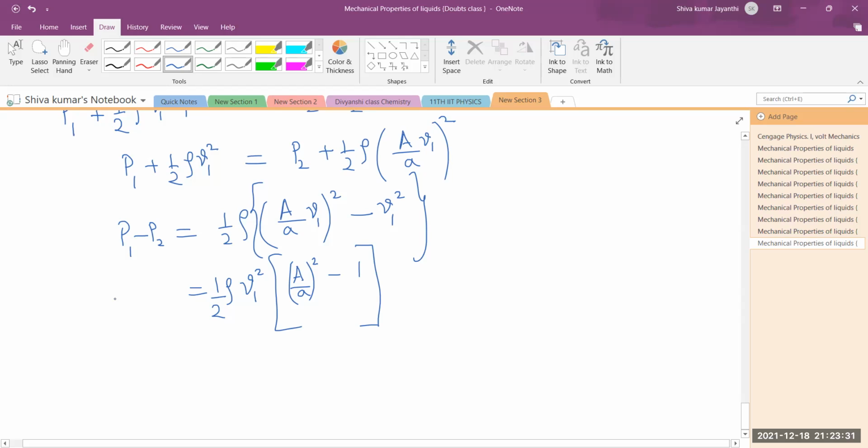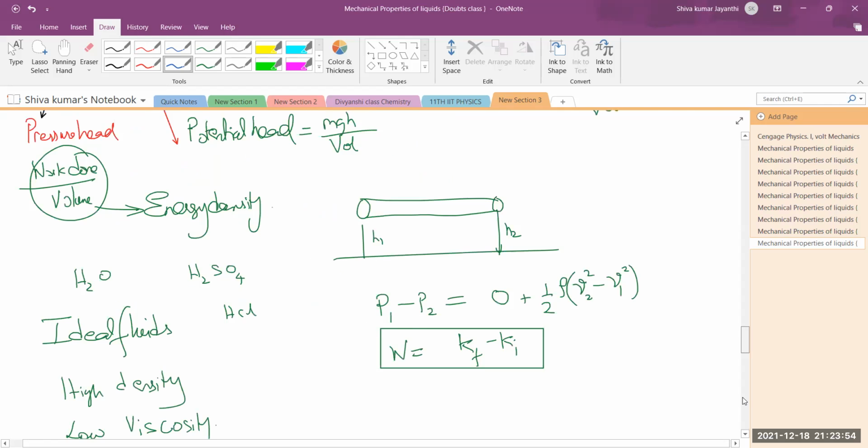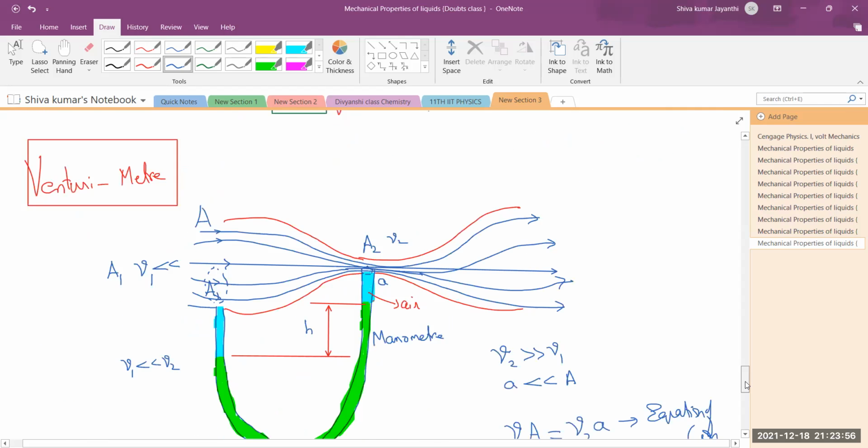But we know what the change in the pressures is. We know from the derivation it is rho GH. Which rho GH? You should know which rho we should take. The density of the liquid or the fluid or the water that is going, that density into G into H. Yes, which H? This height difference. You can see that height difference in the manometer. Okay, that is only the pressure.